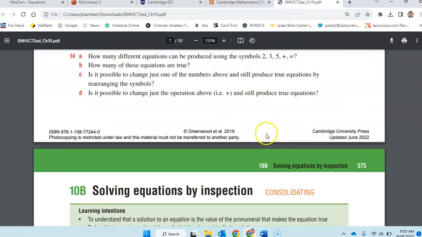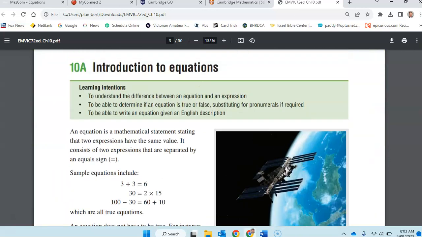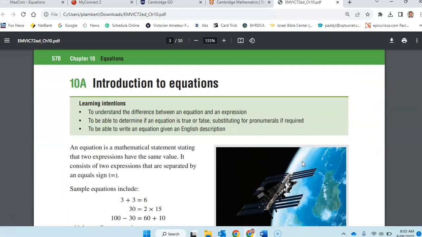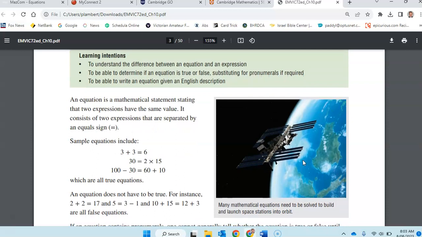Now, this is chapter 10 in the textbook. 10a looks at an introduction to equations. We've done expressions, so you should understand the difference between an expression and an equation. An expression, of course, doesn't have an equal sign, and an equation has two expressions either side, left-hand side, right-hand side, that can be made true or false.